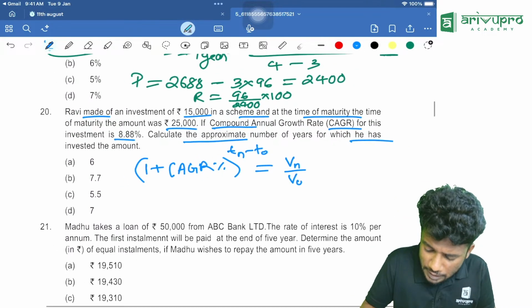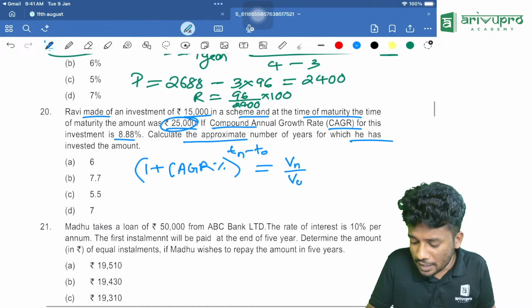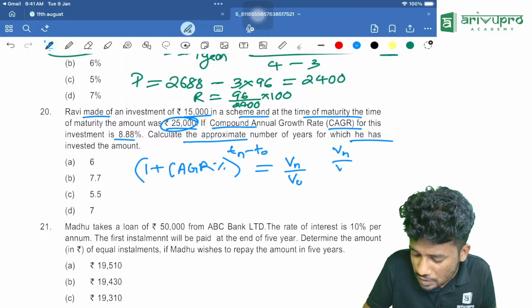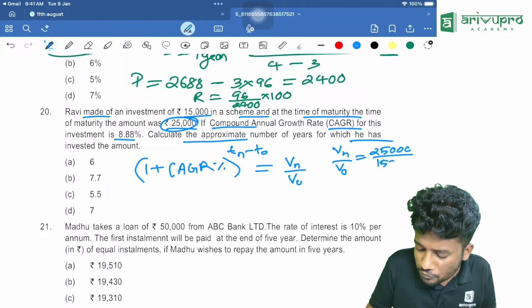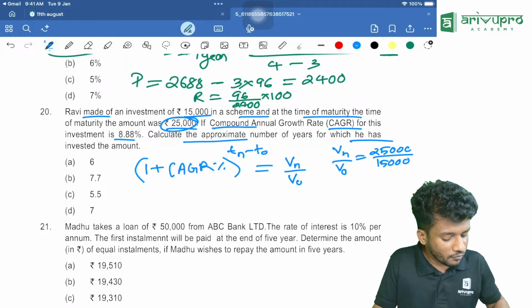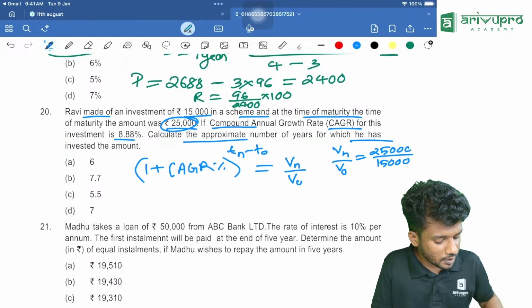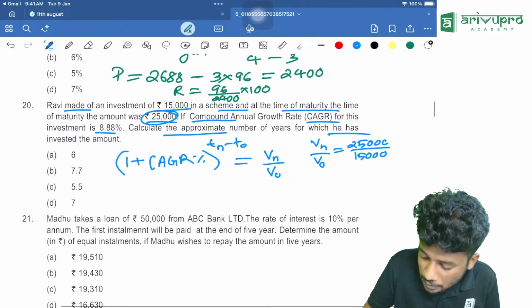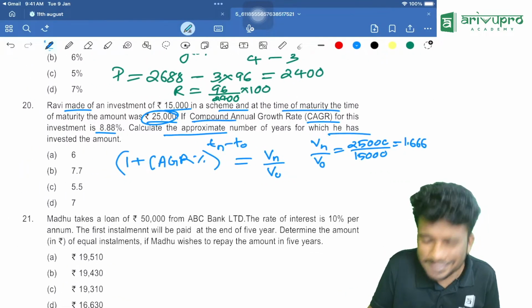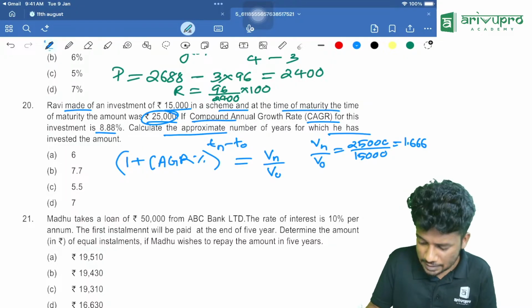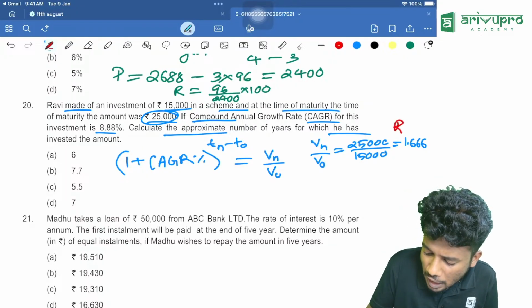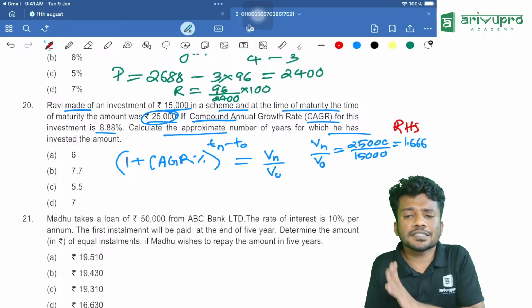According to this question, the maturity amount is how much? 25,000. So Vn by V0 can be written as 25,000 divided by 15,000. That is how much? 25,000 divided by 15,000 is equal to 1.666. That is the answer for the right hand side. So RHS is equal to 1.6666.